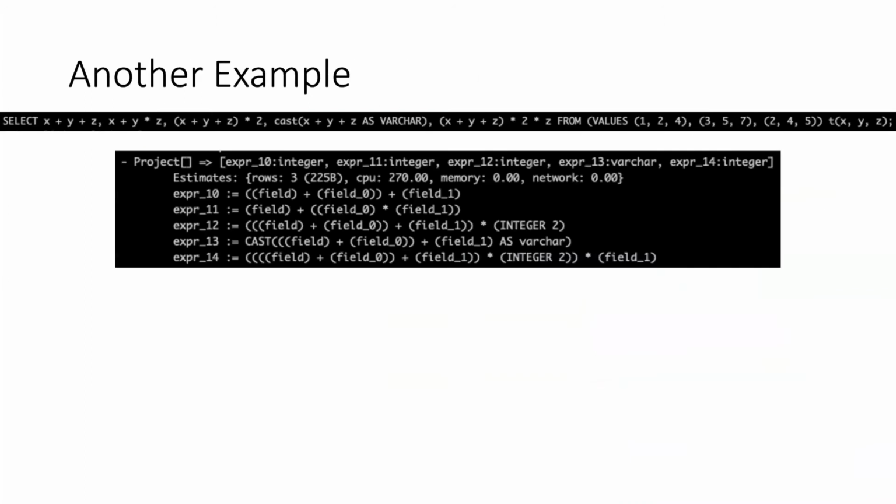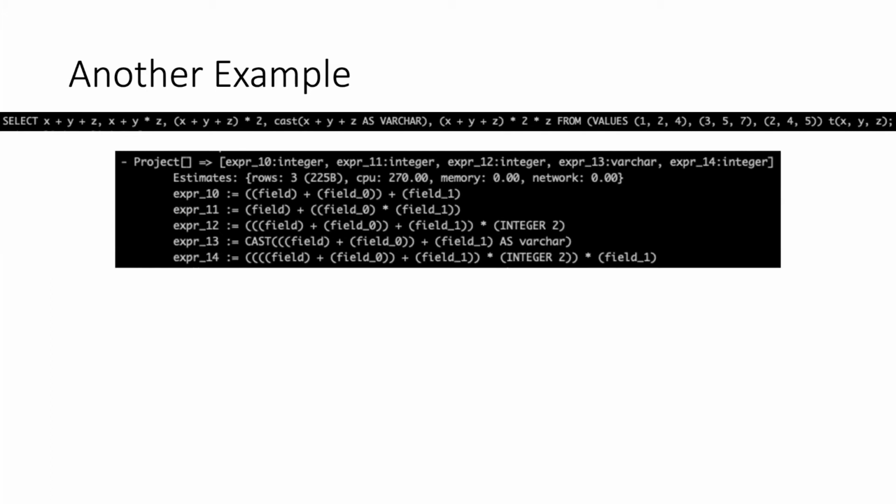But let's say a slightly more complicated example with expression dependencies, even though the data is actually quite simple. Here we have 5 projections: X plus Y plus Z, X plus Y times Z, then the same X plus Y plus Z times 2, then cast the same as varchar, and then times 2 times Z.